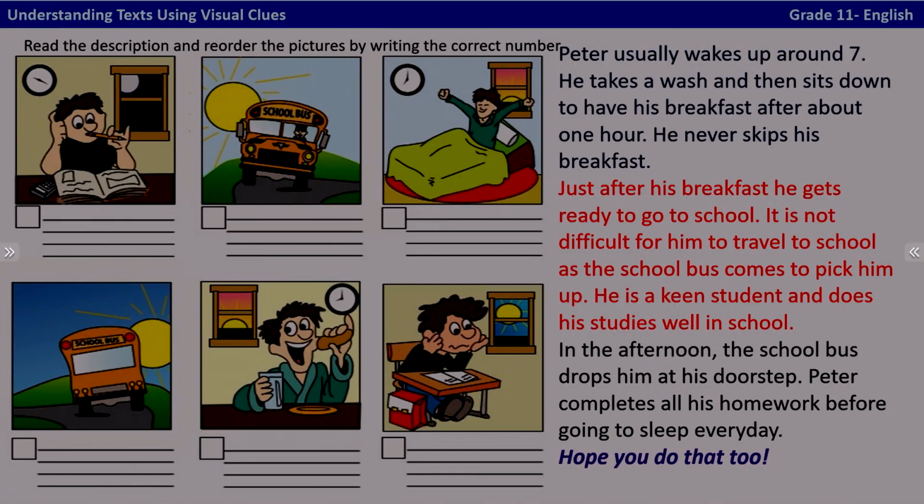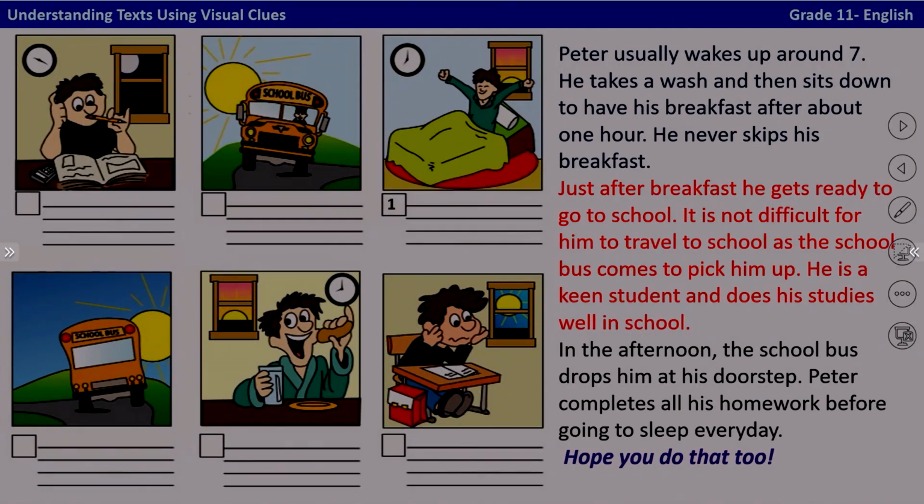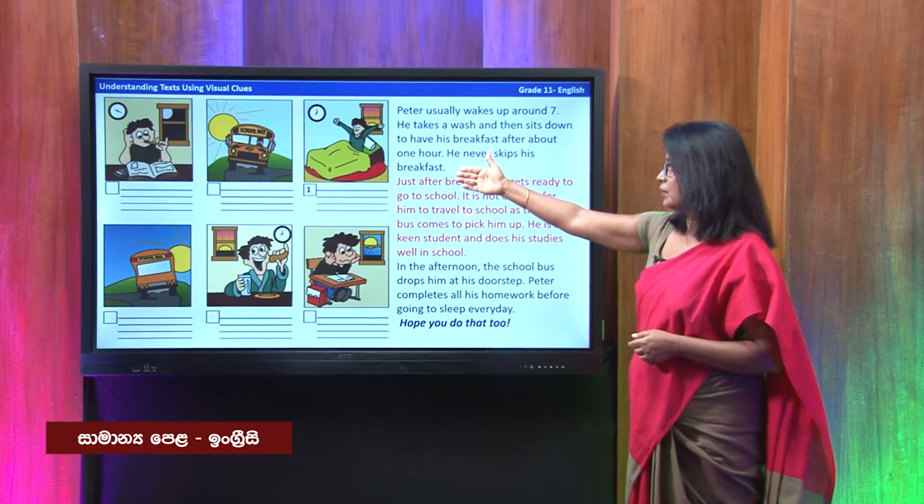7. What about the window over there? Can you see the bright morning sky through the window? So definitely you can say that this picture is picture number 1. This is what Peter does in the morning. First thing in the morning.